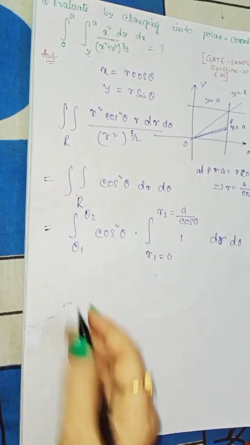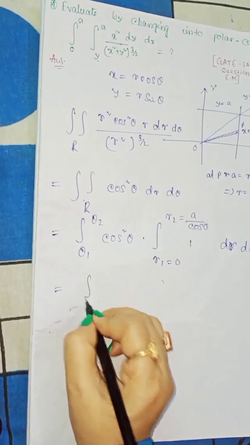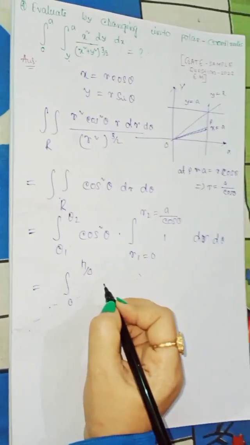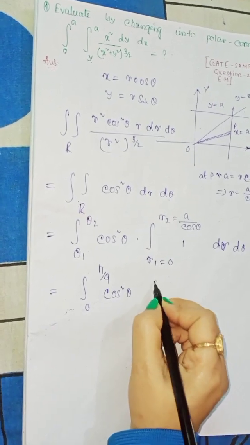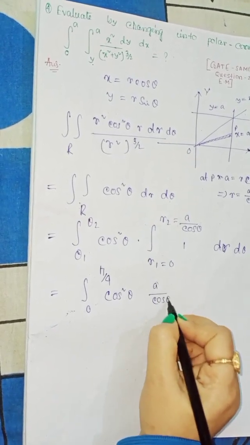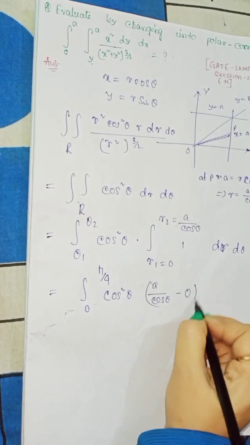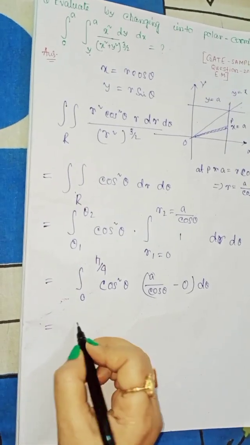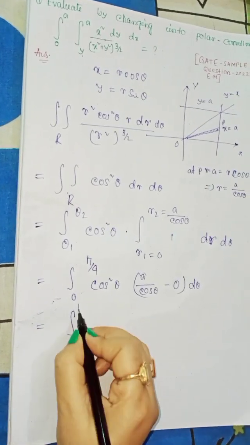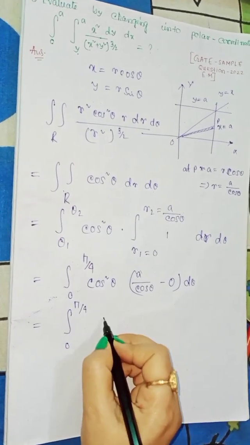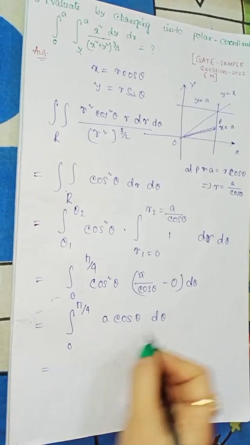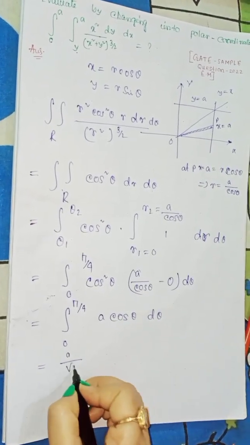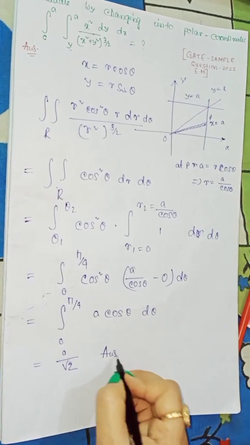Just putting the limits, so here we get 0 to pi by 4 of cos square theta times (a by cos of theta minus 0) d theta. So now integrating once again, we get the integral from 0 to pi by 4 of a cos of theta d theta. So that is equal to a by root 2. So we reached it, it is our required solution.